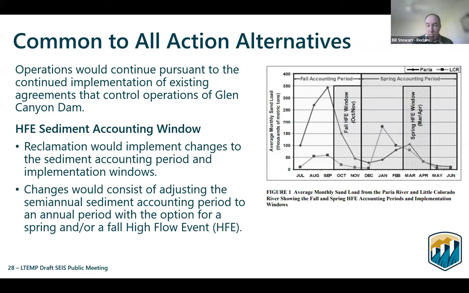the spring accounting period initiating in the beginning of December through the end of June. And at the end of each of those periods, the sediment accounting resets to zero. The changes that are being proposed in this HFE protocol would consist of adjusting this semi-annual sediment accounting period to an annual period with the option for a spring or a fall HFE.